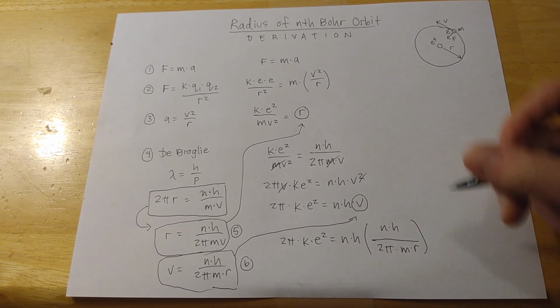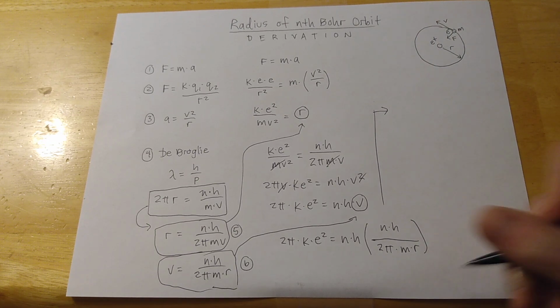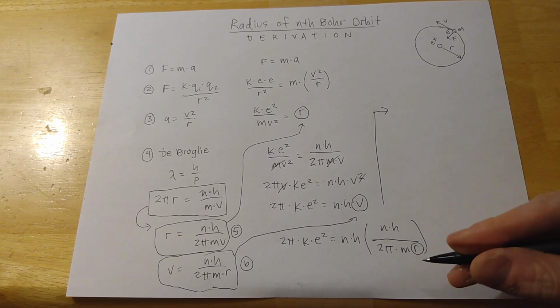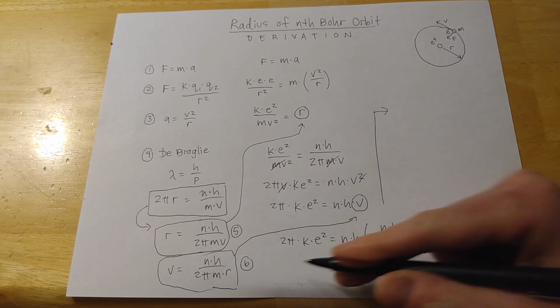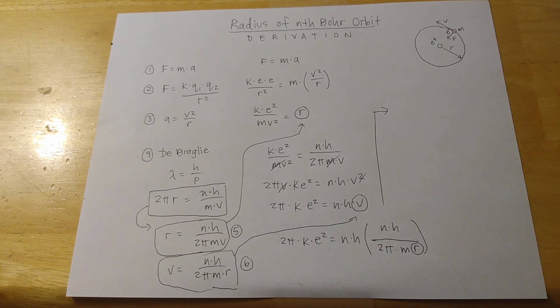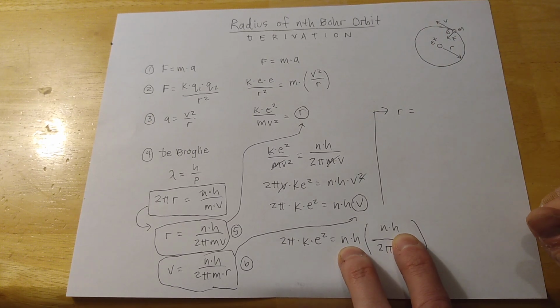So I'm kind of running out of space here, so let's just jump up to the top. Again, I'm just circling all the variables that we're isolating. We're isolating r here. So let's go ahead and multiply that r over to the left side, and we'll divide that 2 pi k e squared to the right side. So we've got r, and let's go ahead and multiply these two together first.